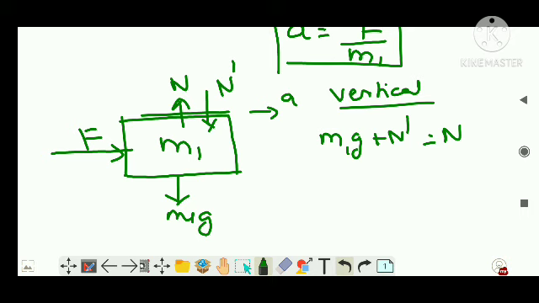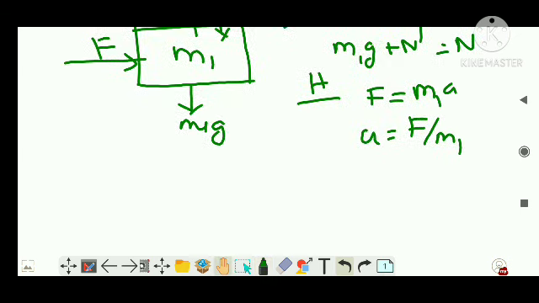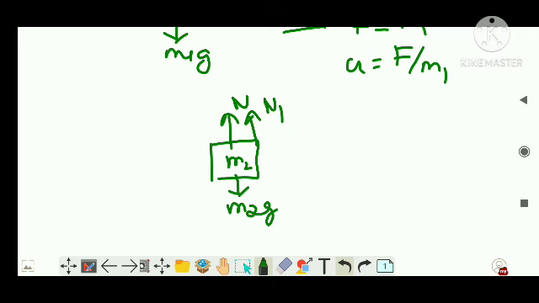Right, now what can I do? How do I write the horizontal condition? F is in the positive direction, right? So F is equal to m1a, or a is equal to F by m1, right? So you would ask me, why can't we draw the B block? We can draw the B block also, m2. Obviously it will have m2g, and there will be a normal reaction, and there is an additional N dash reaction which is exerted by the first block on this one, right? So there are no horizontal forces, only vertical forces, hence the acceleration in the x direction is 0, and in the y direction it is also 0 because there is no movement in the vertical direction, right?